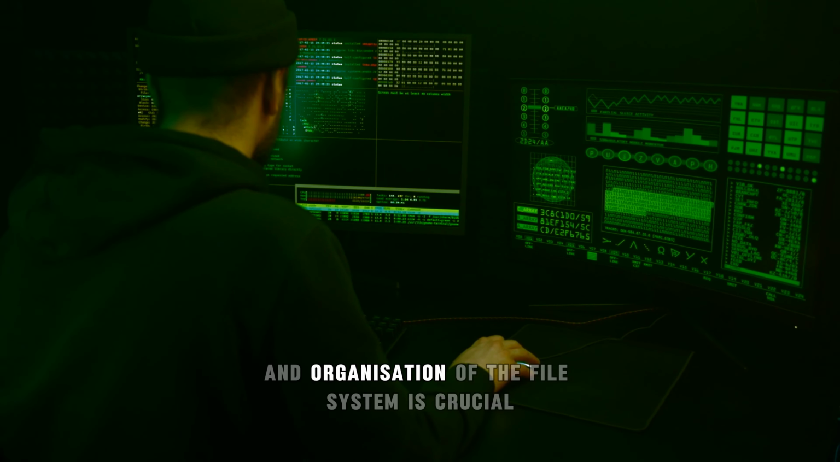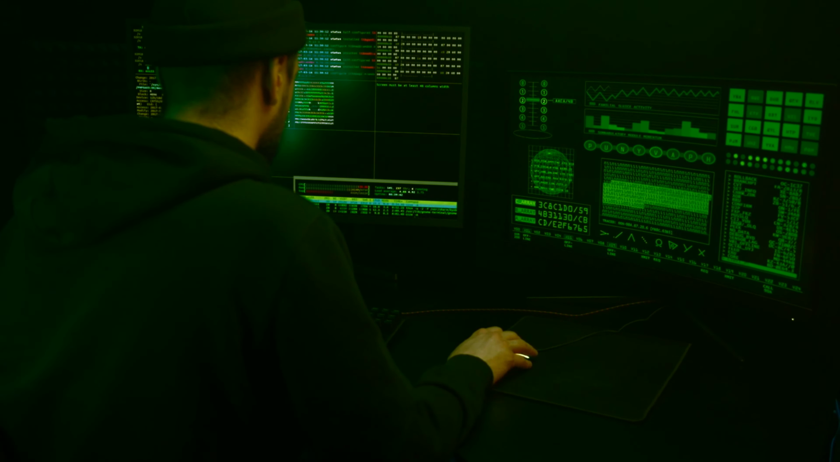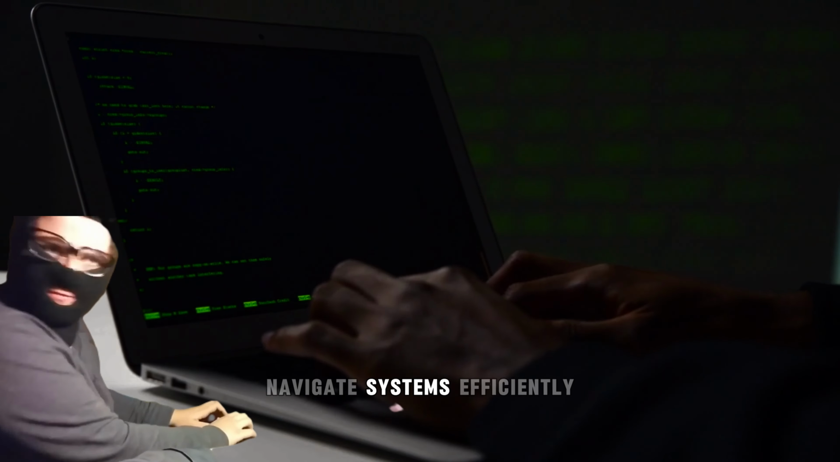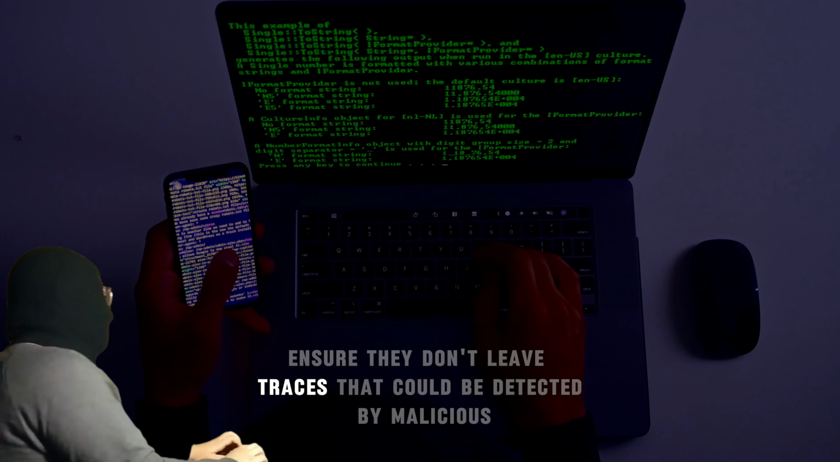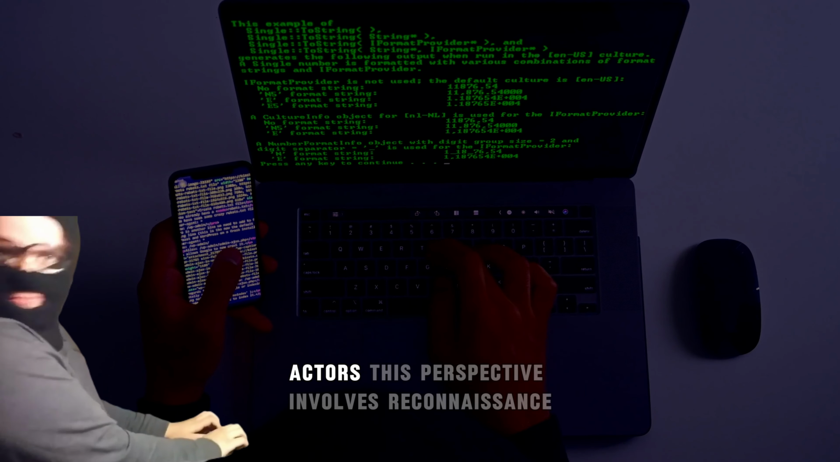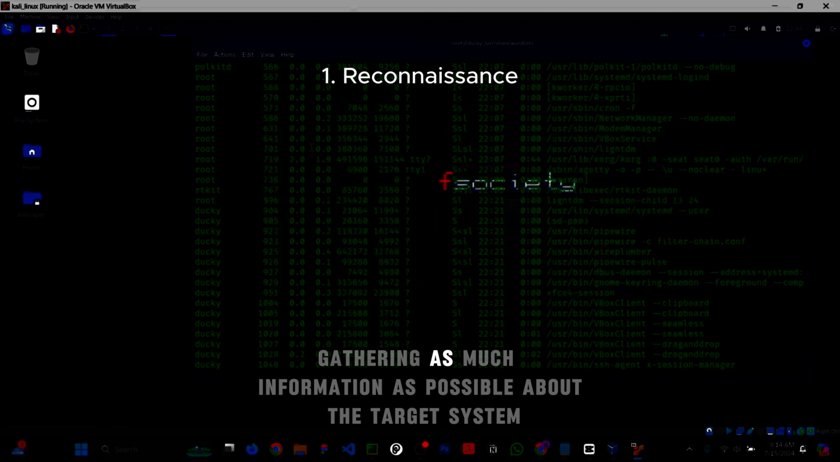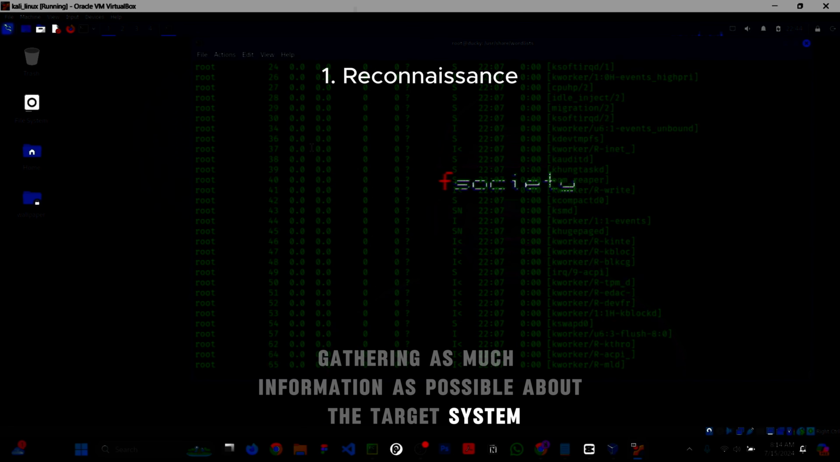Understanding the structure and organization of the file system is crucial. Ethical hackers use this knowledge to identify vulnerabilities, navigate systems efficiently, and ensure they don't leave traces that could be detected by malicious actors. This perspective involves reconnaissance, gathering as much information as possible about the target system.